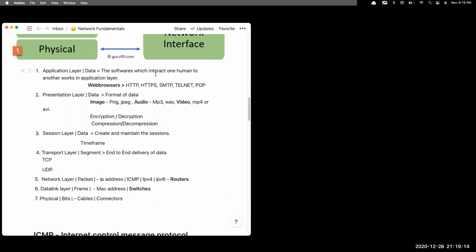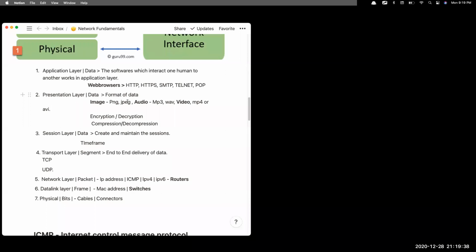Whichever layer decides the format of data, either the image is in PNG format, JPEG format, or audio in MP3 or WAV, video in MP4 or AVI, this layer is also responsible for encryption, decryption, compression, decompression. So all of that comes under the presentation layer.